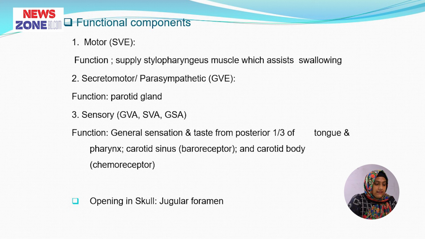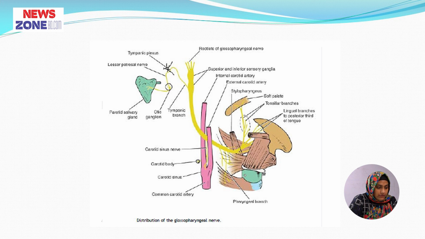The secretomotor or parasympathetic supply component is the general visceral efferent and its target is the parotid gland. And the sensory components are general visceral afferent, special visceral afferent and general somatic afferent: general sensation and taste sensation from the posterior 1/3 of the tongue and the pharynx. The carotid sinus is the baroreceptor and the carotid body is the chemoreceptor, and it passes through the jugular foramen. This is the pathway of the glossopharyngeal nerve and how it supplies the different organs and muscles.